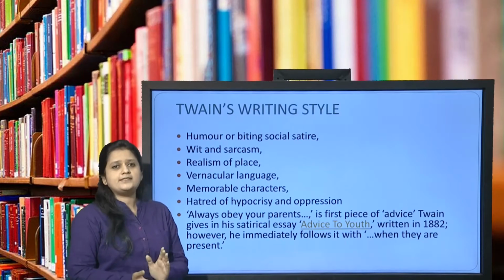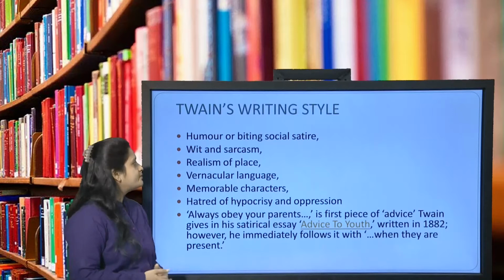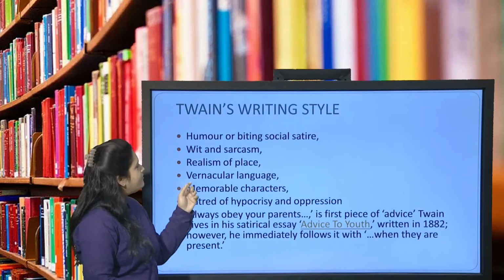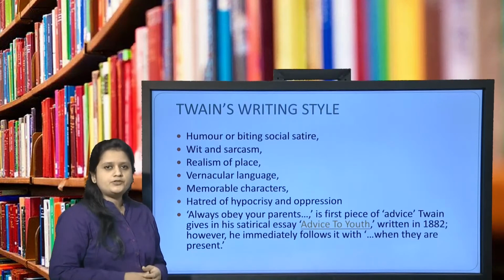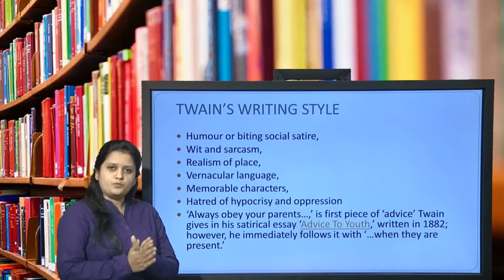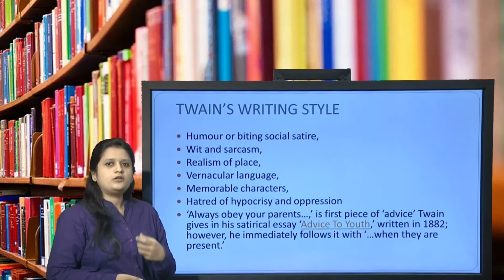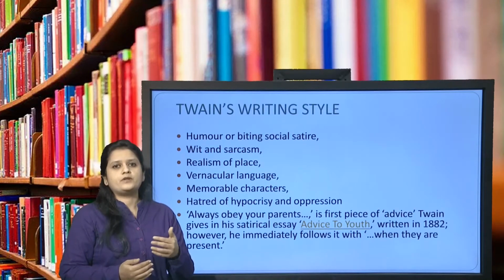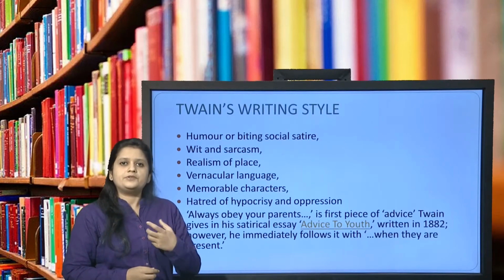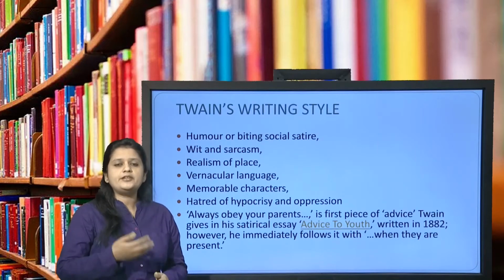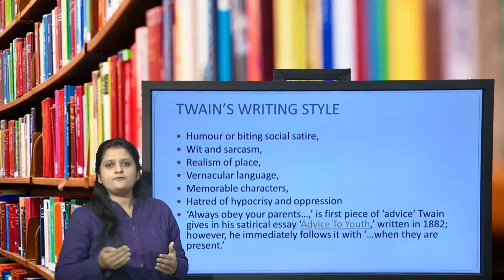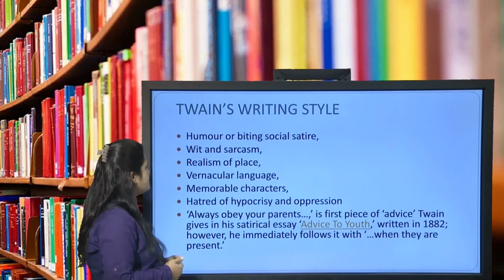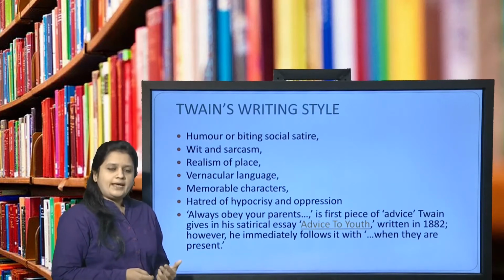coming to Twain's writing style, how his works are written. So, major characteristics that you find in Mark Twain's writings are humor. Either his piece of writing is humorous or it is a biting social satire. So he has both the talents to make you laugh and to make you think upon your beliefs, your customs also. The rituals which were not worth carrying forward were written about in such a way that the society in general was made to think about what wrong beliefs we are carrying forward with us, which should not be the case. So he used wit and sarcasm also in his writings. His writings reflected realism of place and time.